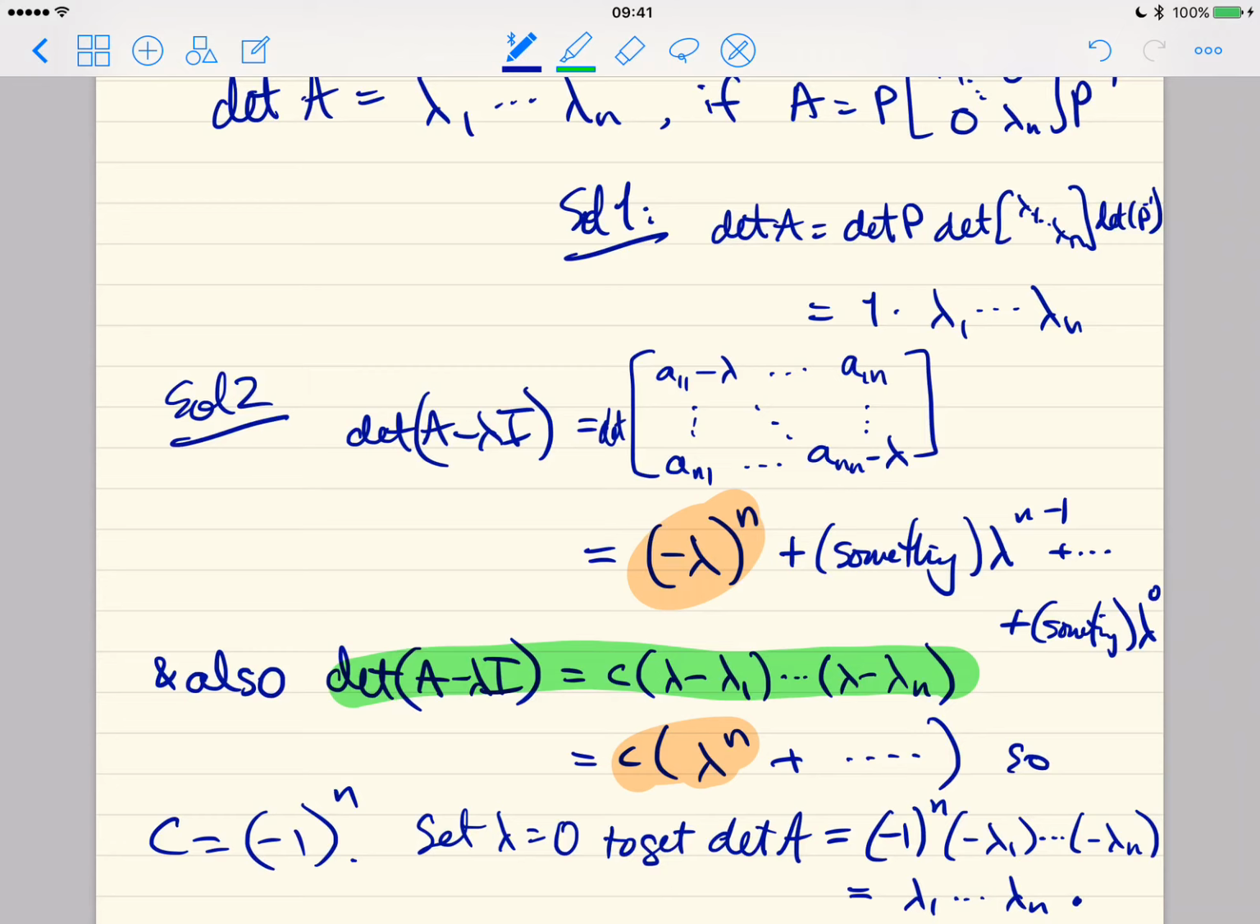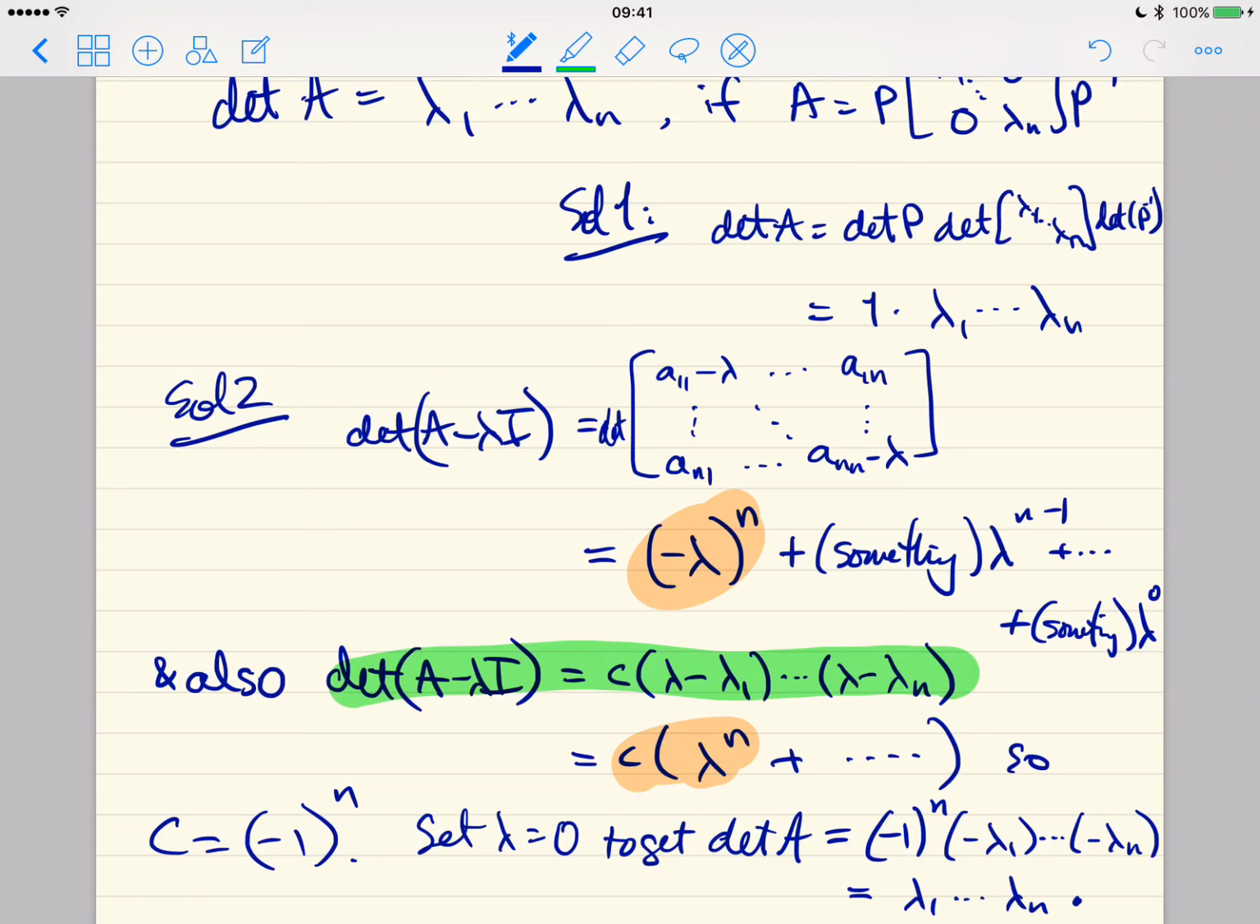Yes? How'd you get the plus something to the lambda n minus 1 all the way down? Where'd that come from? The point is that there are no other lambda to the n's. That's all it's saying. I mean, maybe the something is 0 and that term isn't there. That's fine. But the point is that this is a polynomial in lambda. It's degree n, and the leading term is going to just come from those diagonal, multiplying those minus lambdas on the diagonal together. There are lots of opportunities for lambda to the n minus 1 to show up, but we don't really care what that is. We're just going to say there are some other terms, but we never ended up using them.